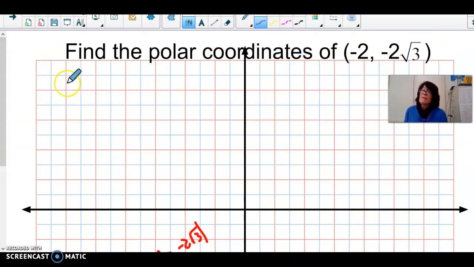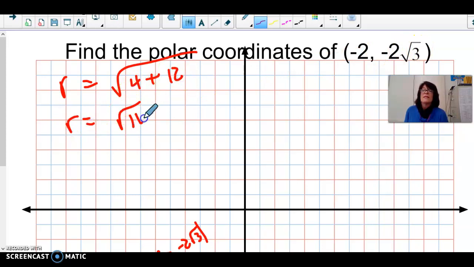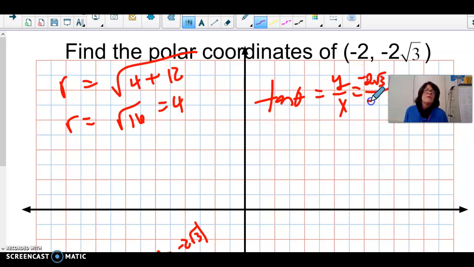Okay, polar coordinates. Well, let's find r first. I know that r is the square root of x squared plus y squared. So that'd be 4 plus 12, which is 16. Oh, this is convenient. R equals square root of 16, which is 4. Okay, fantastic. I also have to find theta, and I know that the tangent of theta is y over x. So that's going to be negative 2 root 3 over negative 2, which is square root of 3.